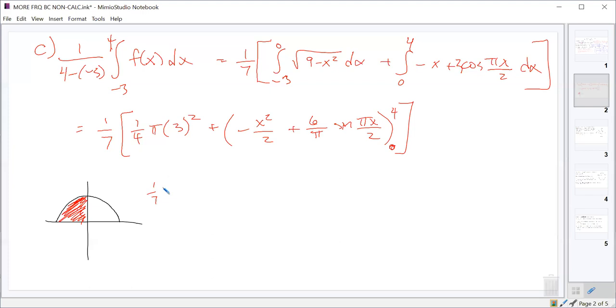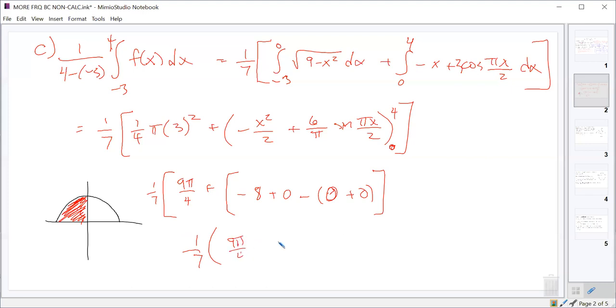So we got 1/7 of, looks like, 9 pi over 4, and then plus, we plug in 4 to this. This is going to be -8. And then sine of 2 pi is going to be 0, and then this will be 0, and the sine of 0 is going to be 0. So most of that really annoying stuff disappears. We got 1/7 of 9 pi over 4 minus 8. Good or no?